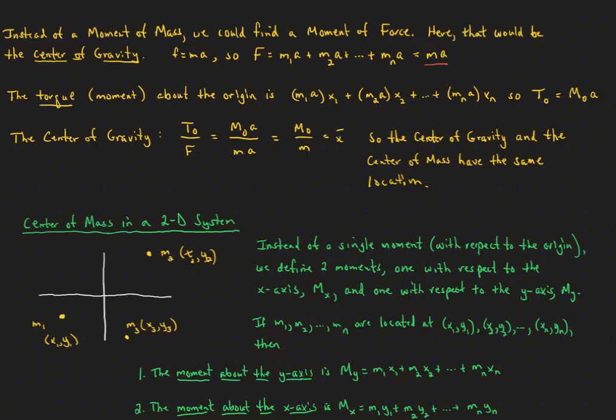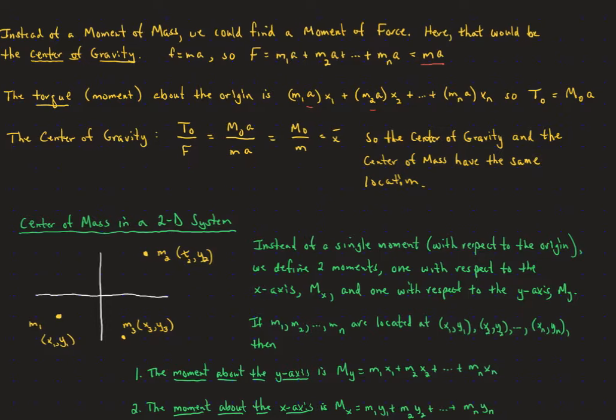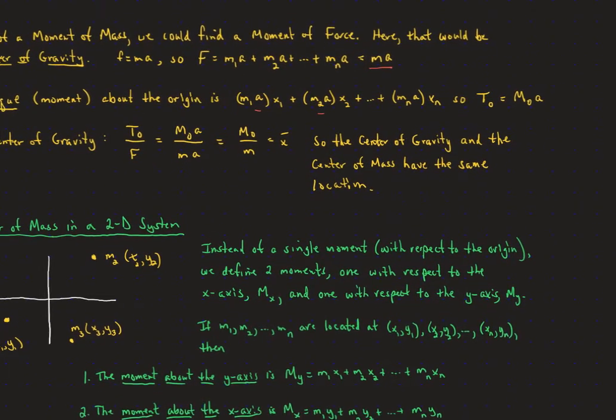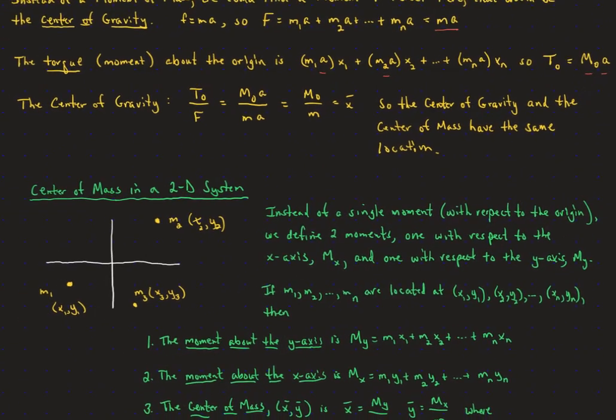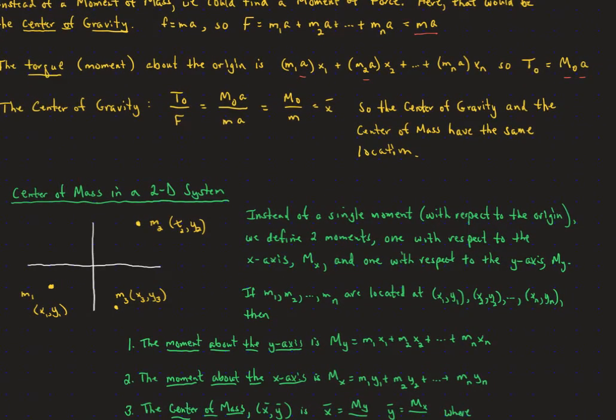So the torque, which is, I guess, what you call a moment when it's a moment of force about the origin, will then include these accelerations. And so I'm going to slide this to the right a little bit. So the torque about the origin is going to be the moment about the origin times the acceleration. So that would make the center of gravity, as opposed to the center of mass, the torque about the origin divided by the sum of the forces, and that's the same as our moment about the origin times acceleration over the sum of the masses times the acceleration.